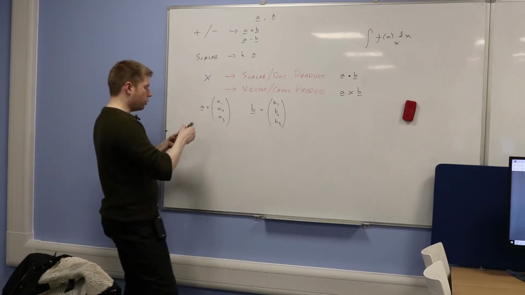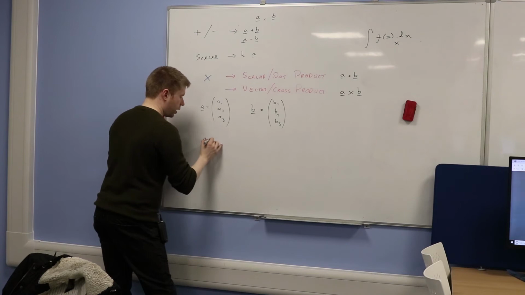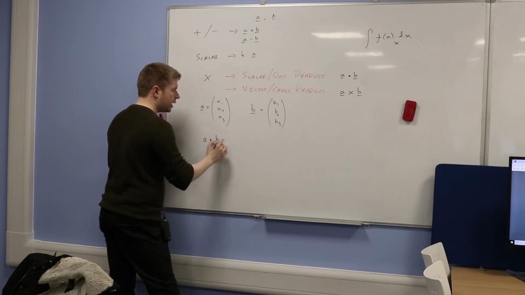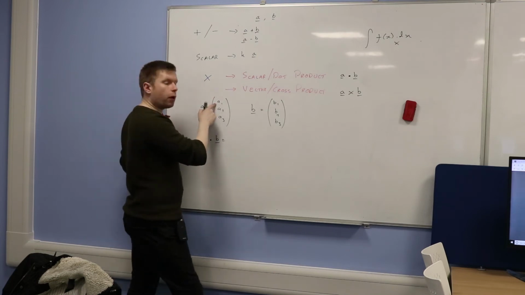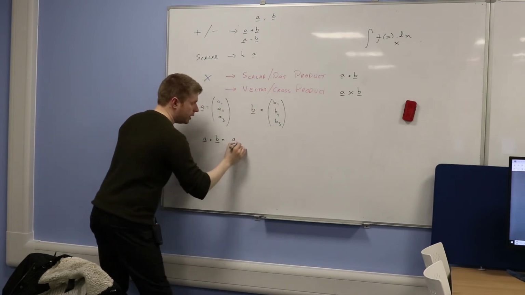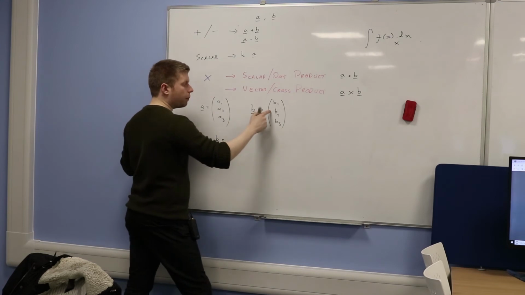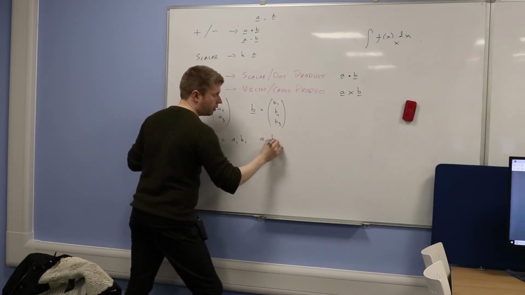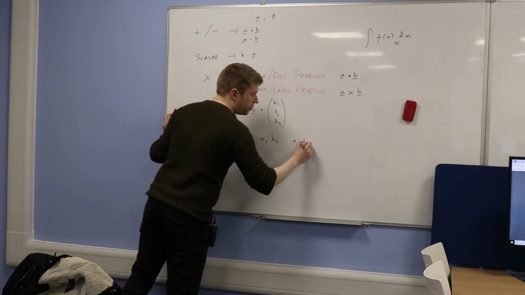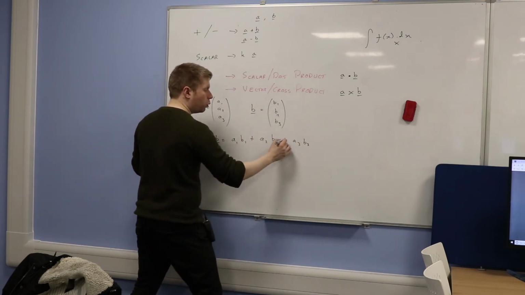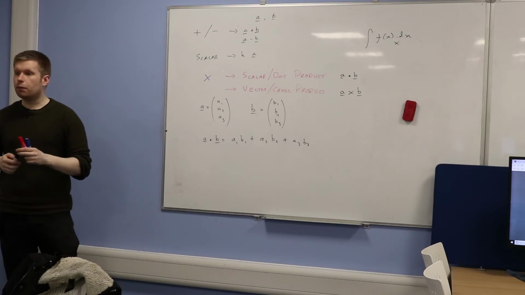So the scalar product, A dot B, or the dot product, is what happens if I multiply corresponding elements together. It's the first component of A by the first component of B, the second component of A multiplied by the second component of B, and the third component of A multiplied by the third component of B, and then add them all together. That is the scalar product.